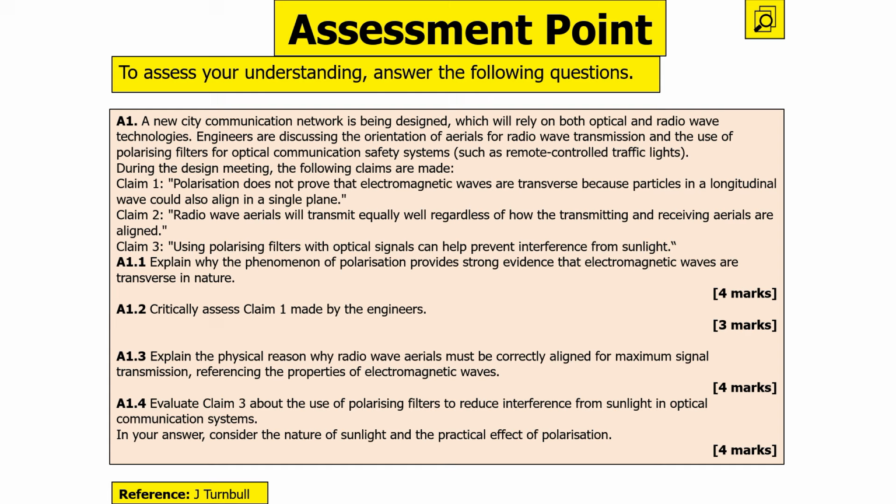So explain why the phenomenon of polarization provides strong evidence that electromagnetic waves are transverse in nature. Critically assess Claim 1 made by the engineers. Explain the physical reason why radio wave aerials must be correctly aligned for maximum signal transmission, referencing the properties of electromagnetic waves. Then evaluate the claim about using polarizing filters to reduce interference from sunlight in optical communication systems. So, pause the video now, then unpause the video when you want to go through your answer.